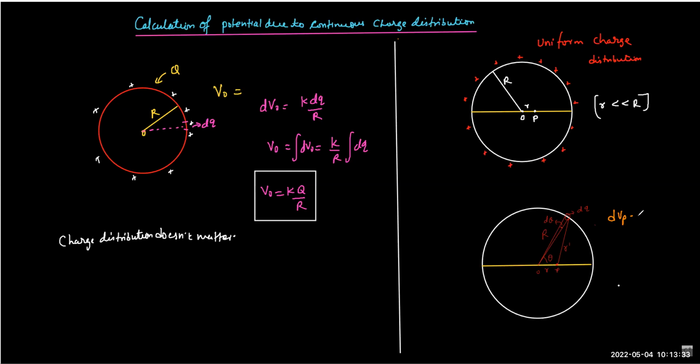So now we can write the elementary potential: dVp is k dq by R dash, right? We can convert R dash in terms of capital R, small r and theta, because we know the cosine law. So R dash is basically under root of R square plus small r square plus 2 R r cos theta. Can we write like this? You're okay with this, or shall I explain? So R dash will be this much.